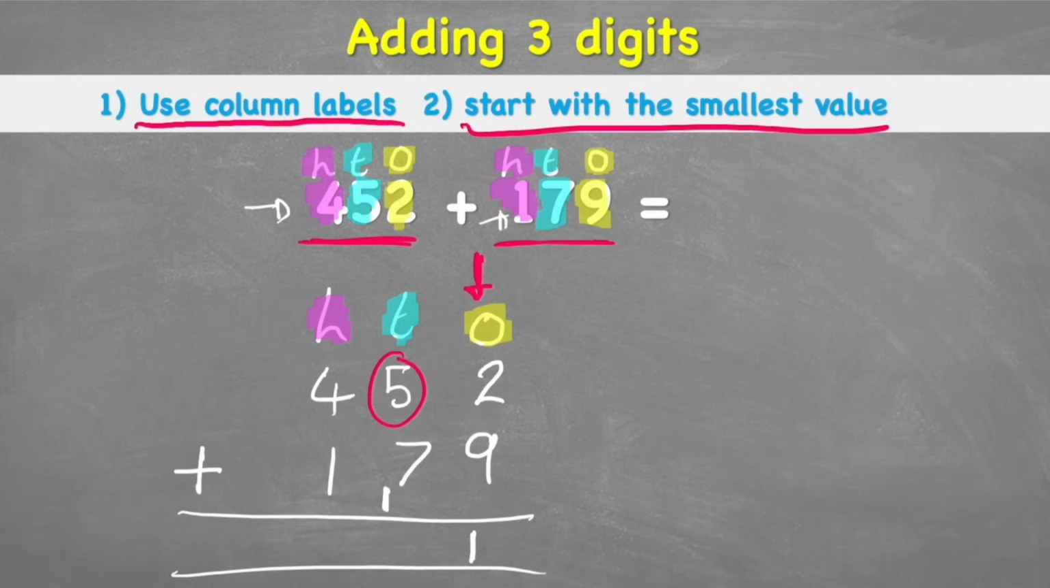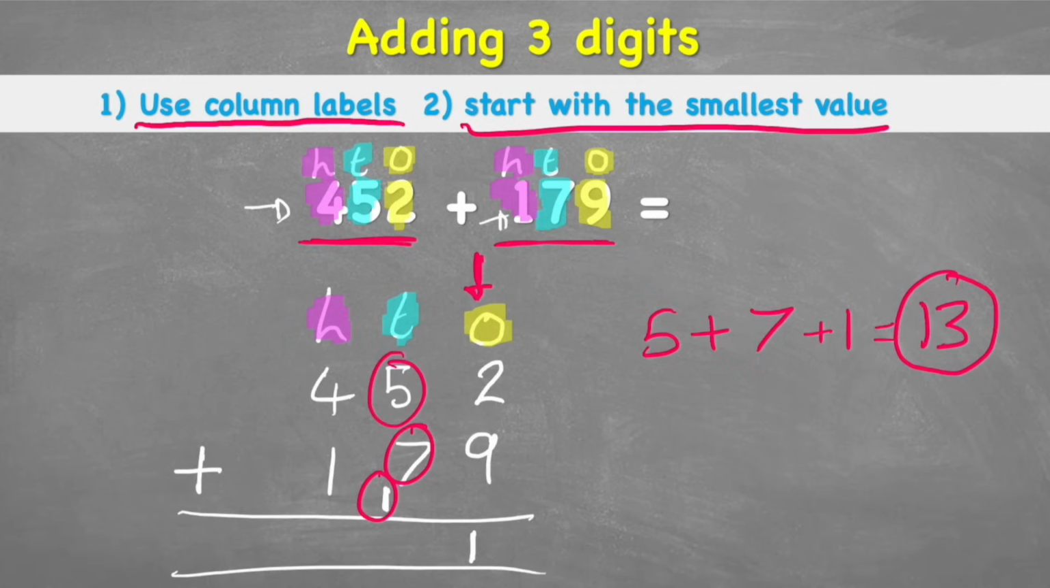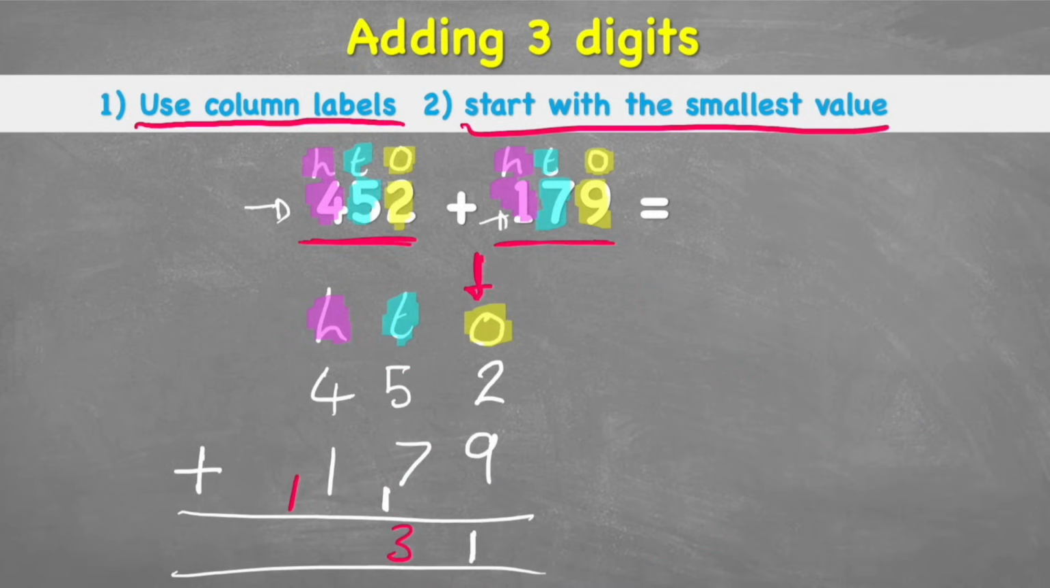And now I have a 5 plus 7 plus this little 1 that we've just added, and that equals 13. And again, same problem, I have a 2-digit answer. So I'm just going to put my 3, just like before, in this column, and then I'll put my 1 into the hundreds part of my question. Put that down here. Awesome.